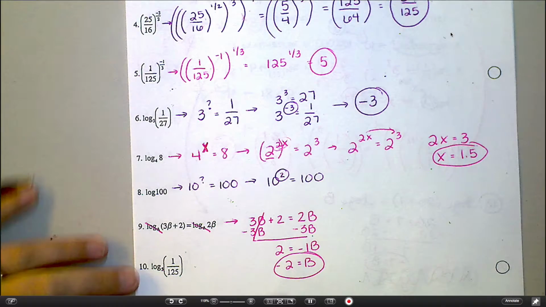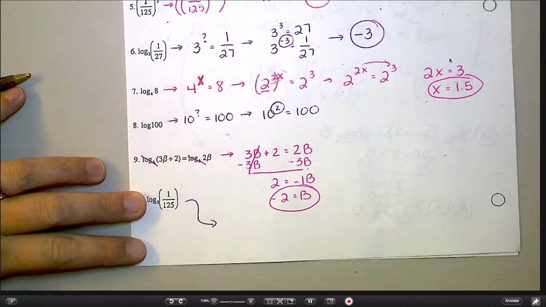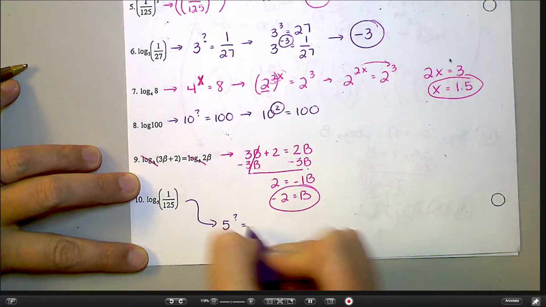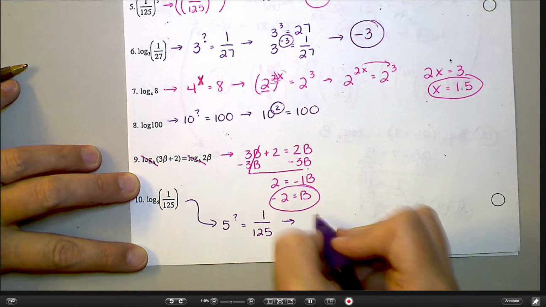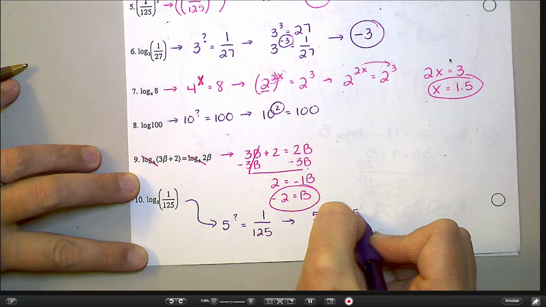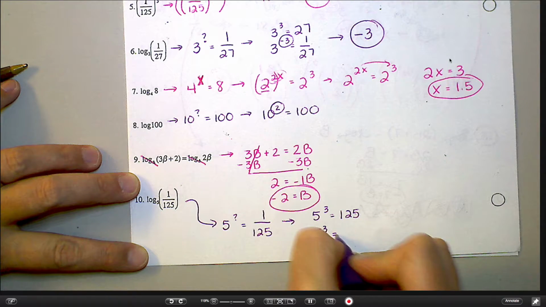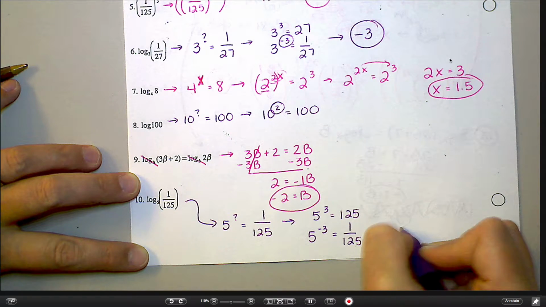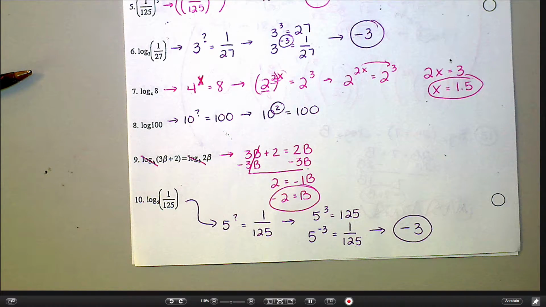And then the last one, slide this down here a little bit, move this up so you can see it. I am asking 5 to what power gives me 1 over 125? Well, I know that 5 to the 3rd power gives me 125. And so to make it be a reciprocal, I need a negative power. So 5 to the -3rd power equals 1 over 125, which means my answer is -3. So that one went pretty quickly.